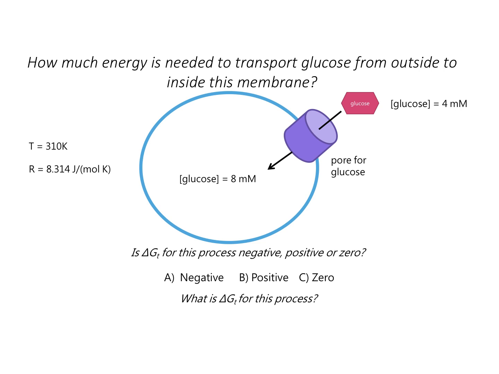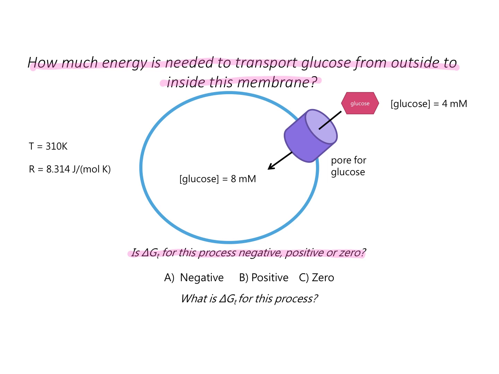Okay, so here's an example. How much energy is needed to transport glucose from outside the membrane to inside of the membrane? The first question is a sub-question: is this process going to be negative, positive, or zero? It's really good practice with these types of problems to conceptually understand whether your delta G should be negative or positive. That way you can check your math, and you already know whether you set the equation up right or not.